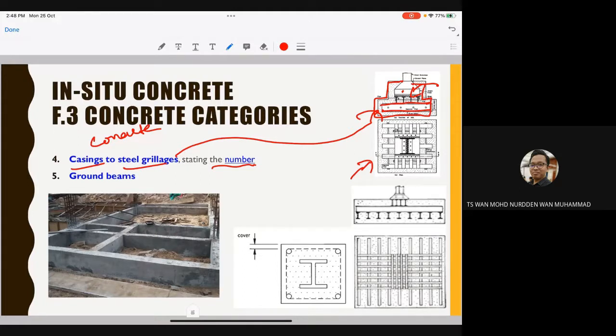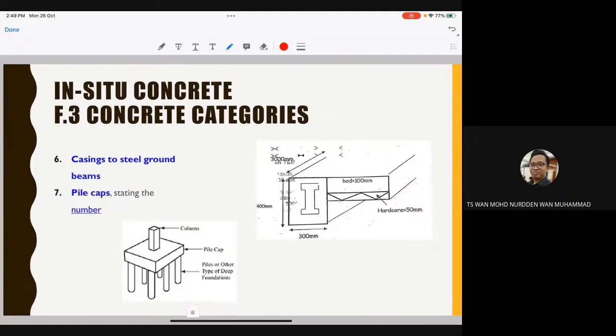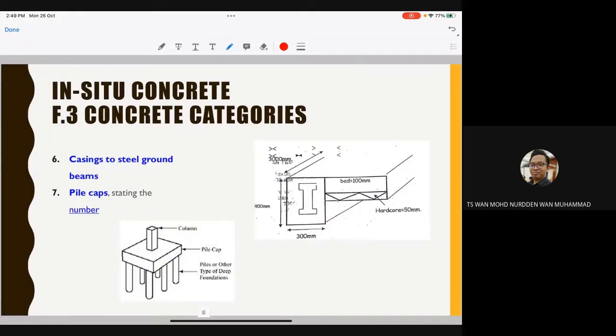Number 5, ground beam. So it needs to be stated on the beam, ground beam. Number 6, casing to steel ground beam. If we have a ground beam but inside it there is steel, for example this one, steel, then on the outside we will put concrete before we put our steel inside this concrete. So this concrete we call the casing.